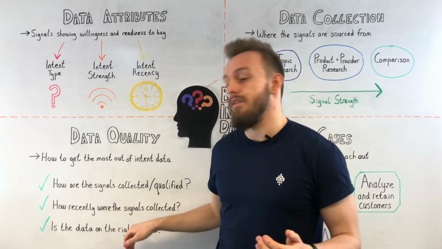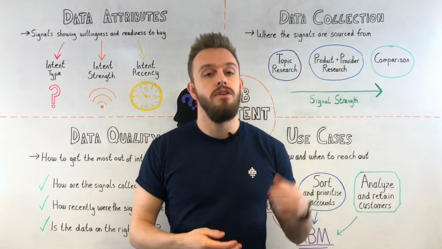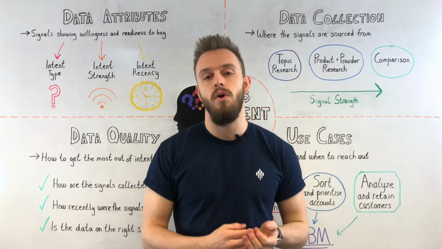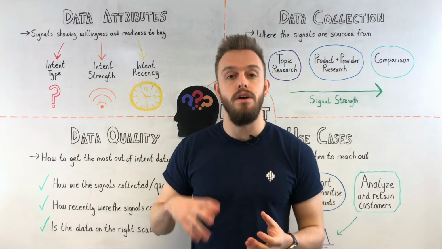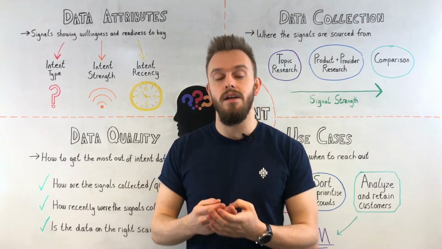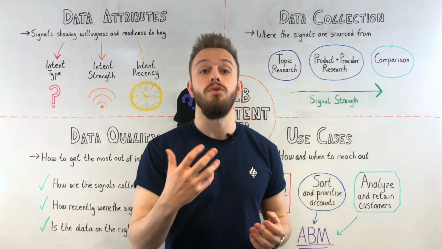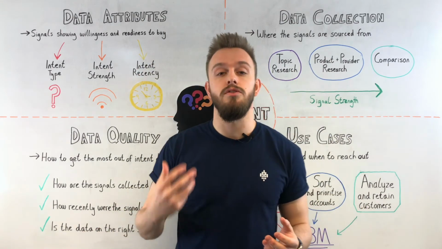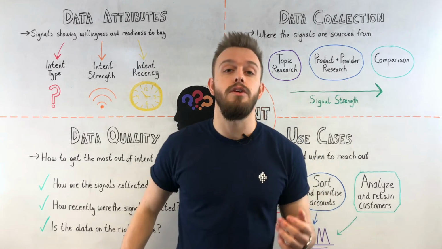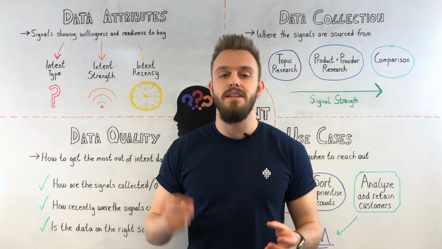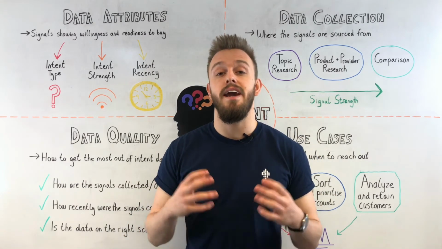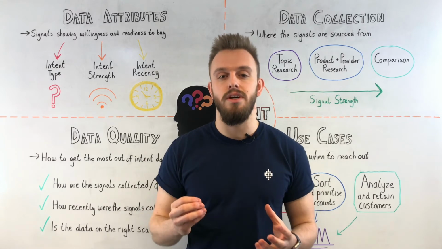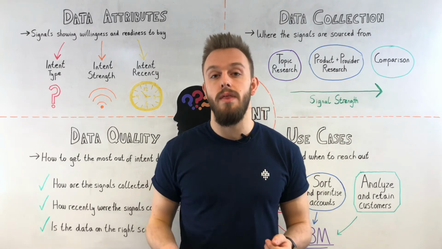How recently were the signals collected? As I mentioned, if it was last year, it's probably not so hot, whereas if it's still this quarter, or maybe even last week, you can tell that the iron is still hot, so you can go. And then finally, are the signals that you've bought going to be on the right scale for you? Scale is always important, and especially with B2B intent data, it can be hard to get data on the right scale, so make sure you've got that.